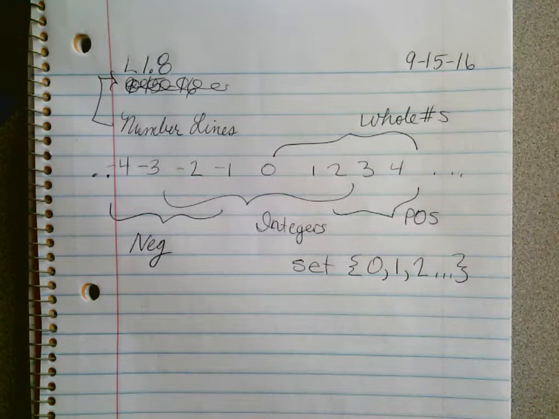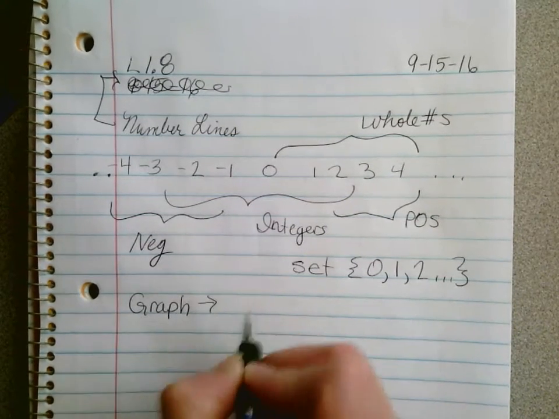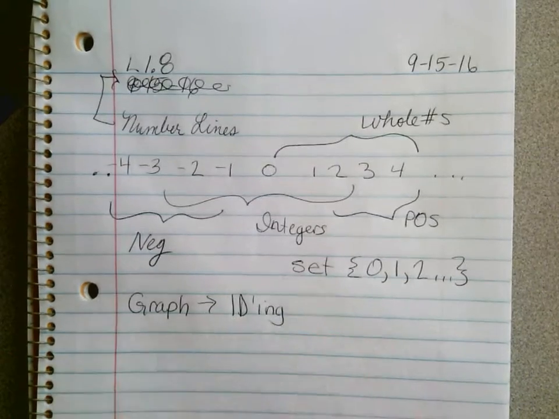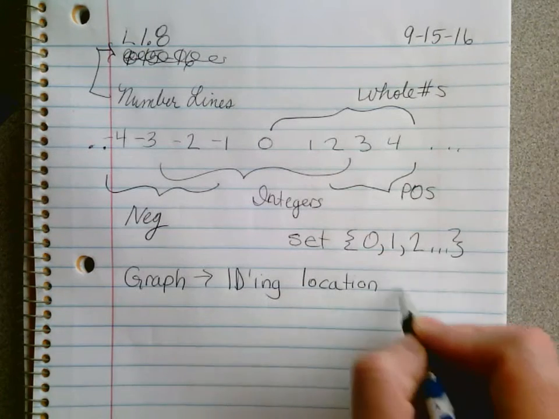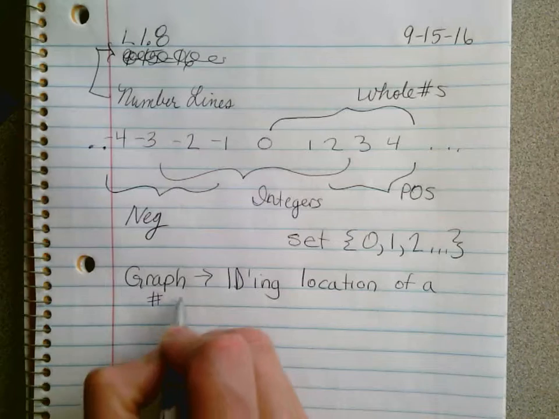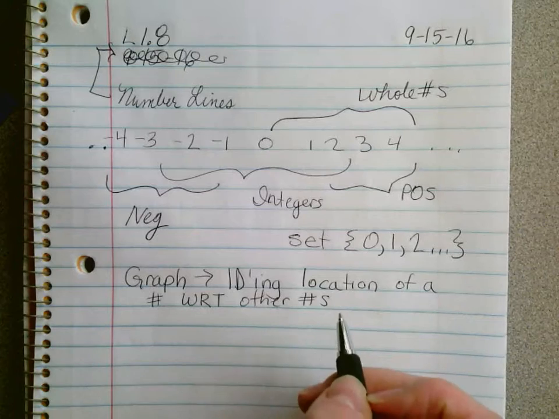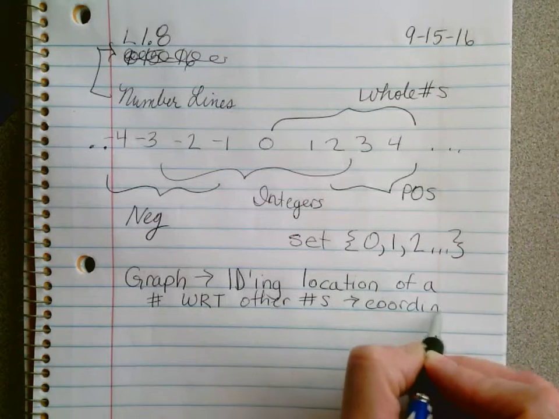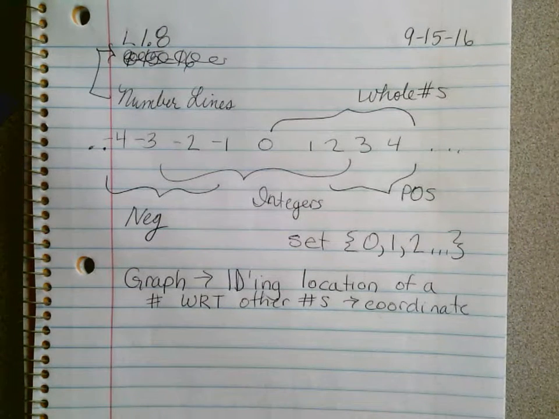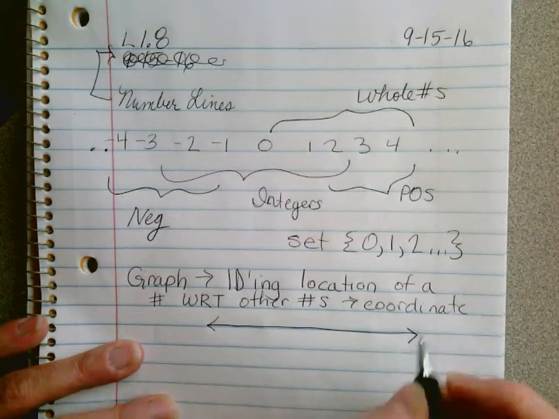Positive numbers, negative numbers. If I asked you to graph something on a number line, you are identifying the location of a given number with respect to the other numbers, right? The result is a coordinate on the number line. We do coordinates on the coordinate plane too, don't we? Okay, for example, and these are mine, these aren't out of the book, I'm just trying to give you some stuff.